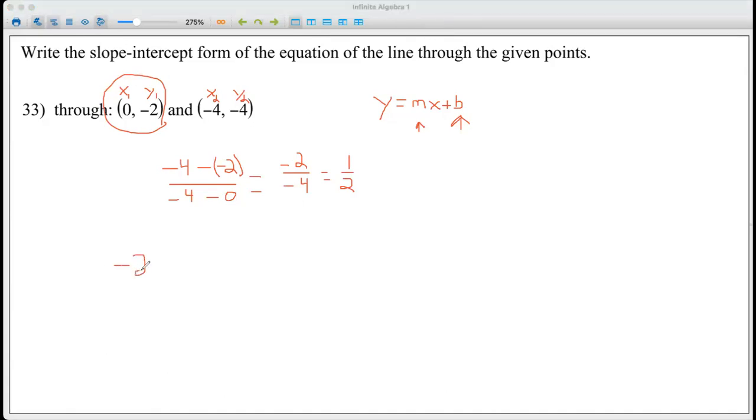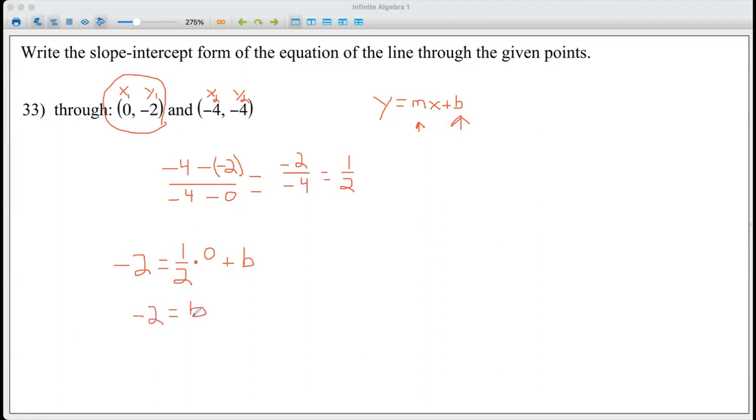So y, in this case -2, I'm getting that from the point I just picked, is equal to mx. M is 1/2, we just figured that out. X for the point I just picked was 0, happy days. We're multiplying by 0, plus b. Why is that happy days? Because 0 times anything is 0. Simplify that. 0 times 1/2 is 0. So you get -2 is equal to b.